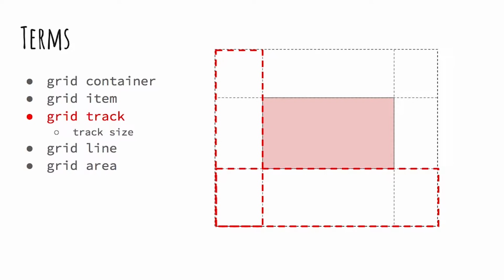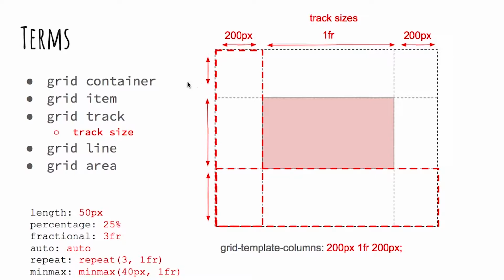So when we say a grid track, we're referring to the separation here, the space between two grid lines. A track size can be a variation of properties here. As you can see, we can specify a track size as a length, pixel length, a percentage, a fractional unit, the auto property, a repeat property, or a min-max property, and some other properties as well.